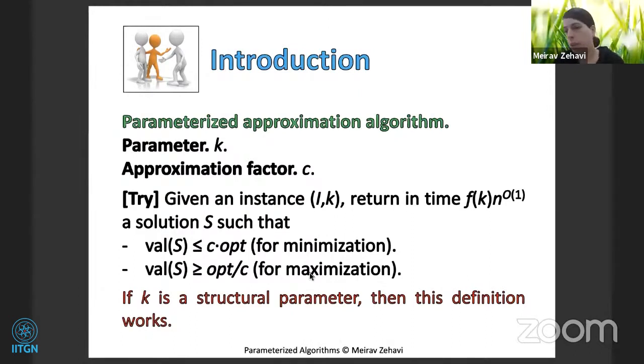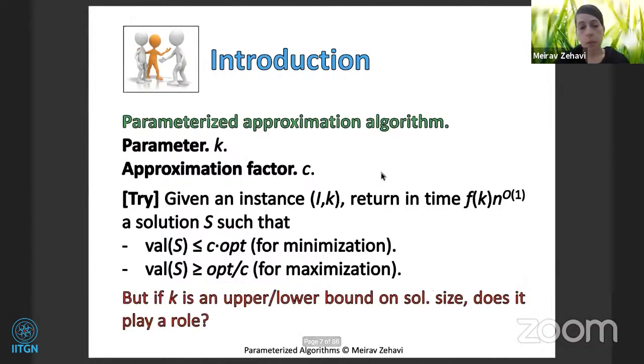Okay, so if k is a structural parameter, say the tree width of the input graph, then this definition is fine and it can be used as it is. But when k is the bound on the solution size, say we solve vertex cover and we seek a vertex cover of size at most k, in these cases this definition is problematic. Let's try to understand why. Suppose that k is an upper or lower bound on the solution size. Does it play any role in this definition? Does it really give us more power in terms of the running time? Let's see that it actually becomes irrelevant.